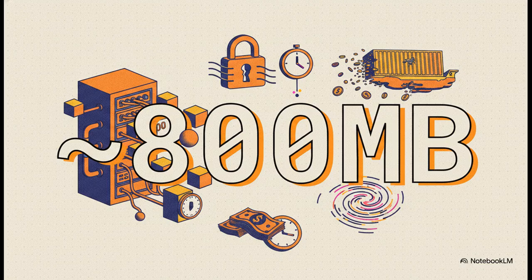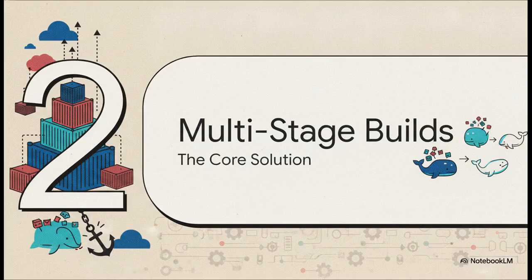And hey, even if you think you're running a relatively simple, modern app, you aren't immune to this. A typical single-stage Node.js or Go application image easily balloons to about 800 megabytes of completely unnecessary weight. That is 800 megabytes of wasted time, wasted money, and elevated security risk per image, multiplied by every single deployment you make. Yikes.